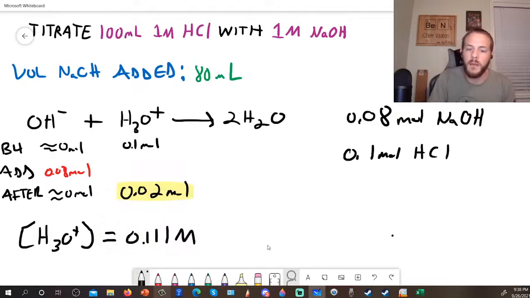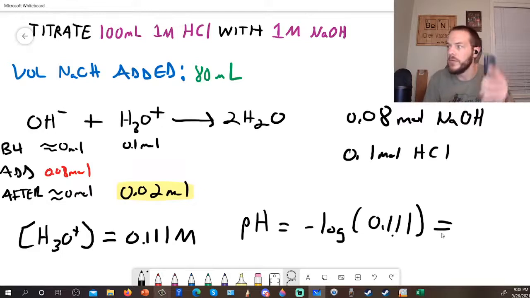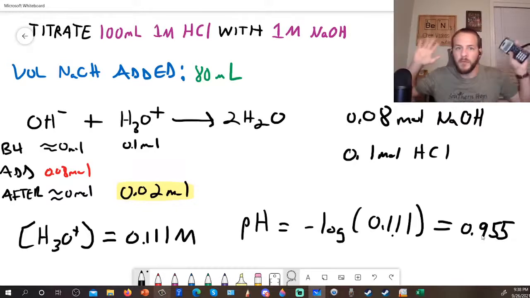And then, of course, to get pH, we just take the negative log of the hydronium ion concentration, the negative log of 0.111. What is that? I'll tell you as soon as I calculate it. Negative log of 0.111, and that is 0.955. That's what I got. Again, feel free to correct me if I am wrong. I'm pretty sure that's correct.